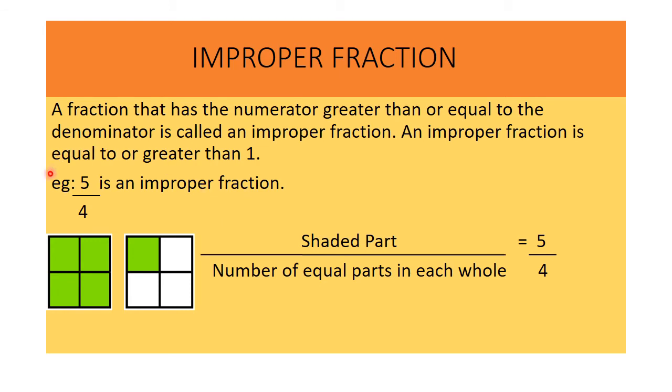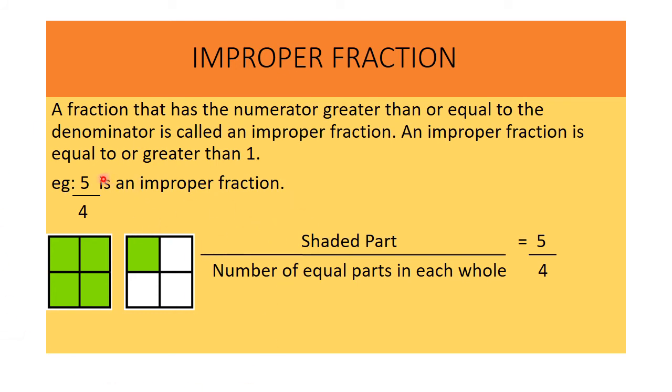Now we will understand more about improper fractions through some diagrams. Here, children, as you can see, I have taken two holes, and each hole is divided into 4 equal parts. This is divided into 4 equal parts, and this is also divided into 4 equal parts. In both the holes some parts have been shaded and some parts are non-shaded. Now we have to show the improper fraction with the help of these two holes.